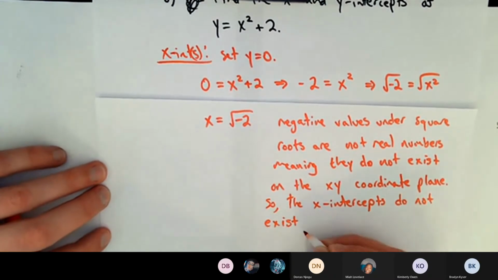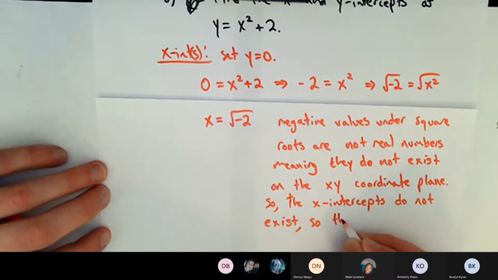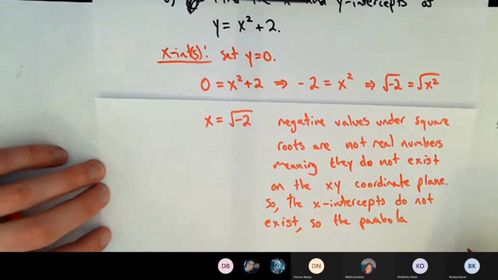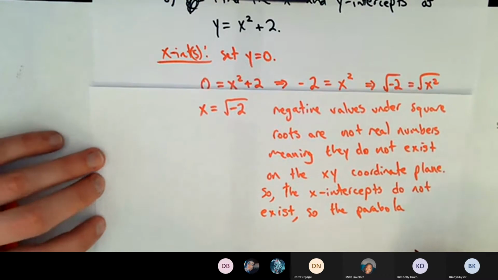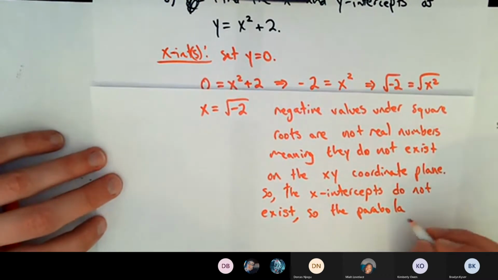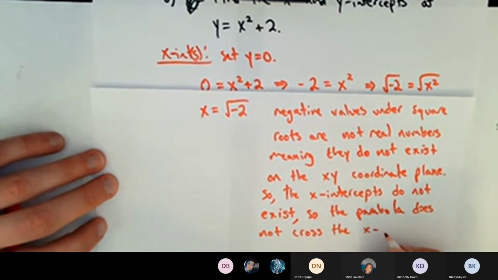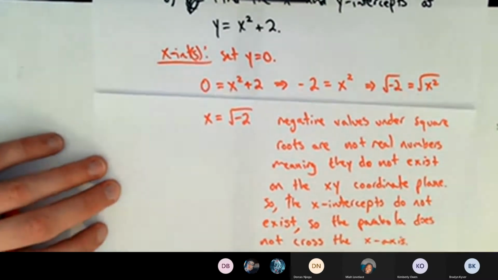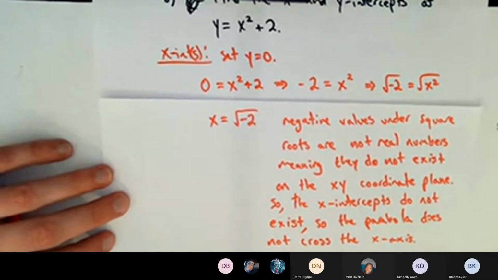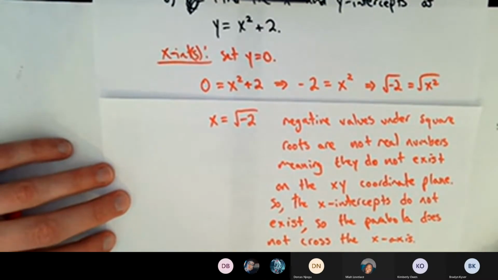And what can I say about my picture? So the parabola, that U shape, what does it mean if the x-intercepts do not exist? All it means is nothing wild. It just means the parabola does not cross the x-axis. It seems kind of scary, like what does this mean for my picture? But it literally just means your parabola is shifted up and it doesn't cross the x-axis. That's all it means. So you would have no x-intercepts for this y equals x squared plus 2.